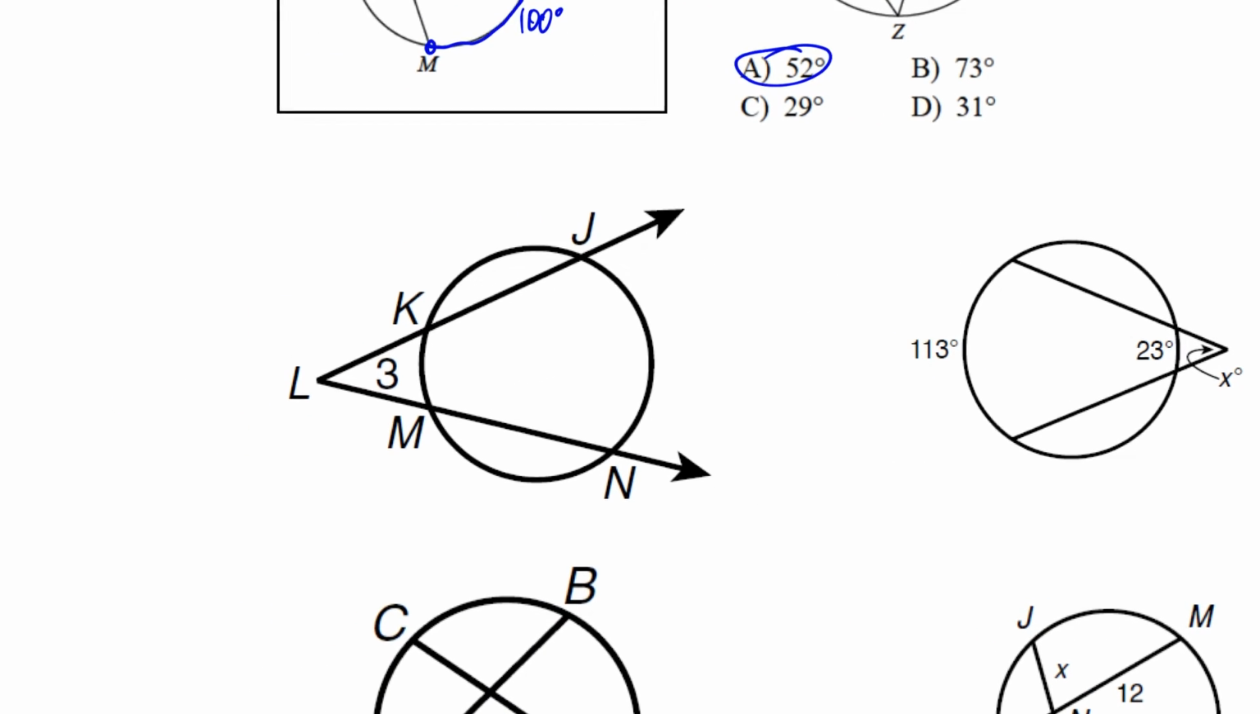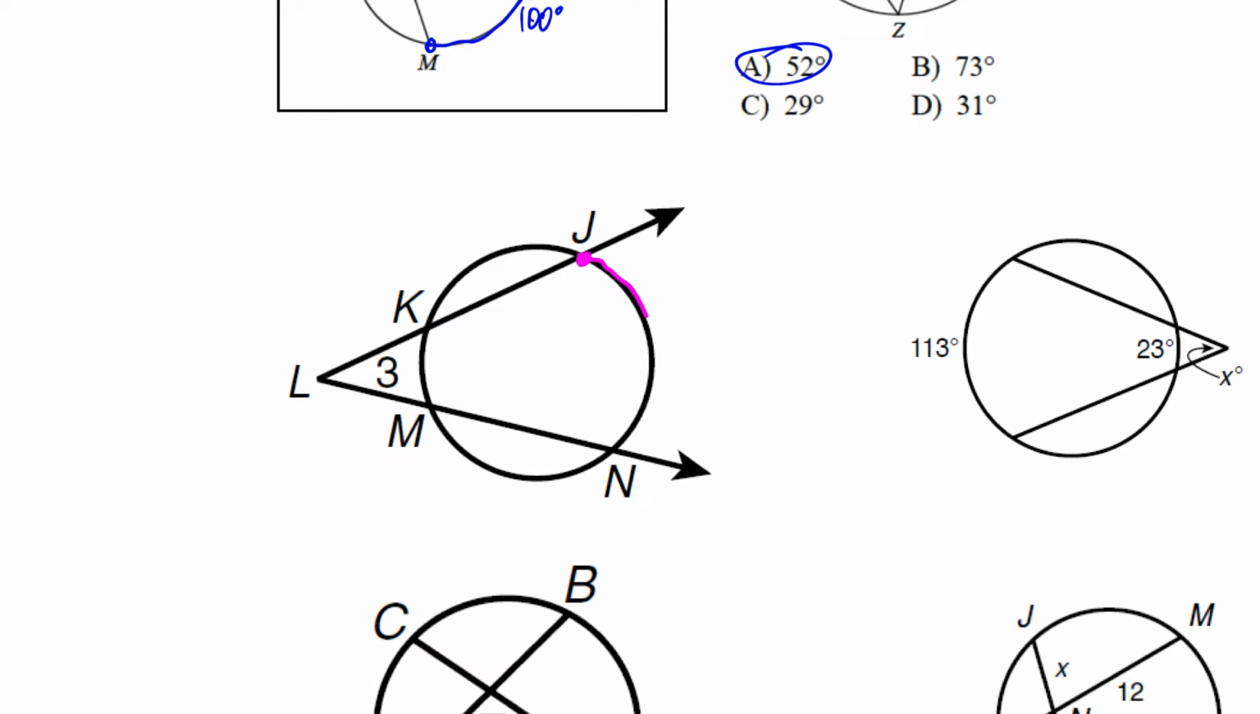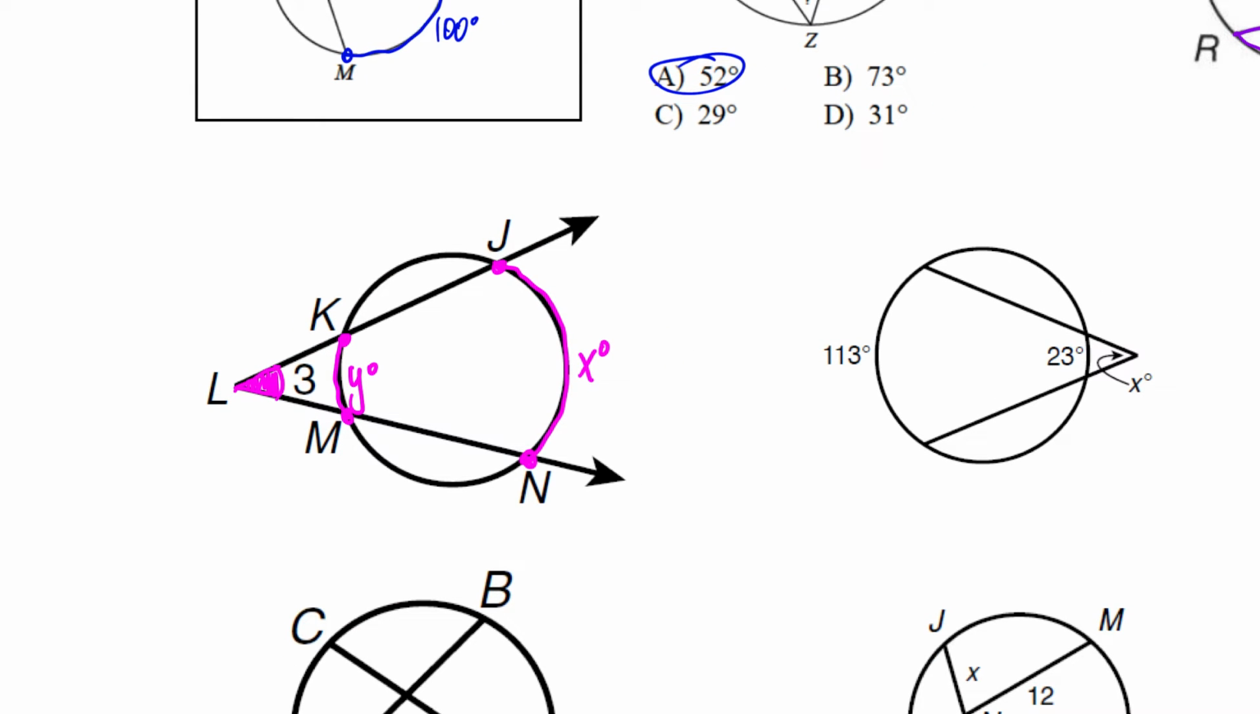Okay, next one. So this arc from J to N, let's say this is x degrees, and let's say the arc from K to M is y degrees. And I'm looking for this angle right here. So this is just the general one. How do we find that angle? On this one, x minus y divided by 2 gives us that angle.